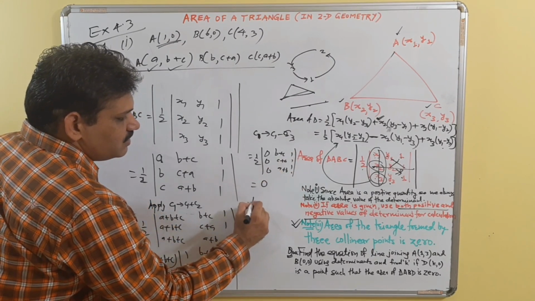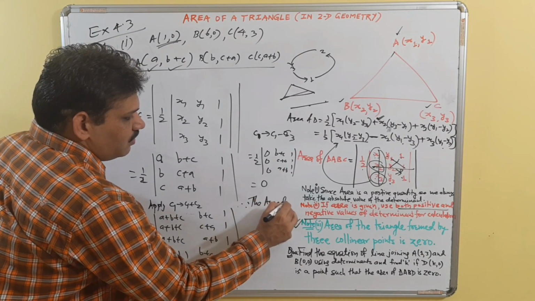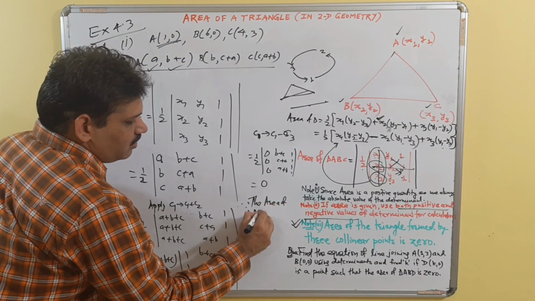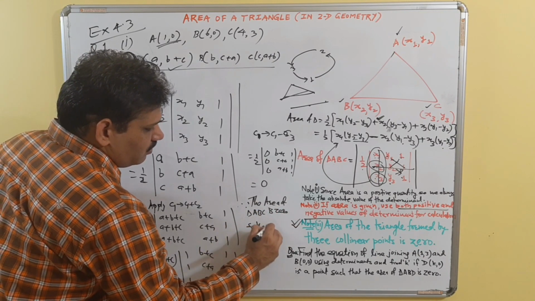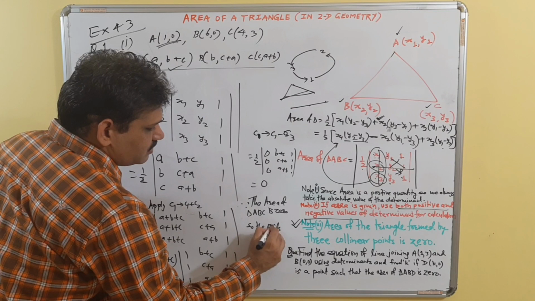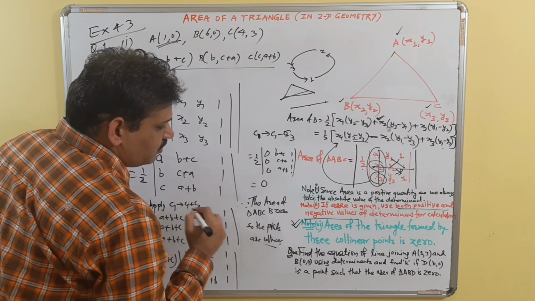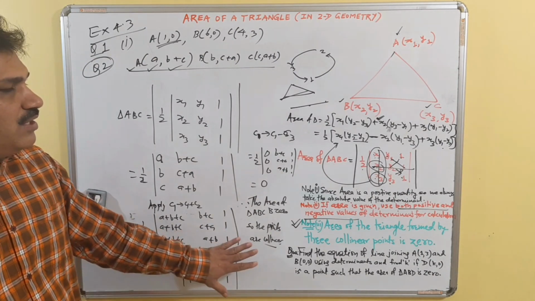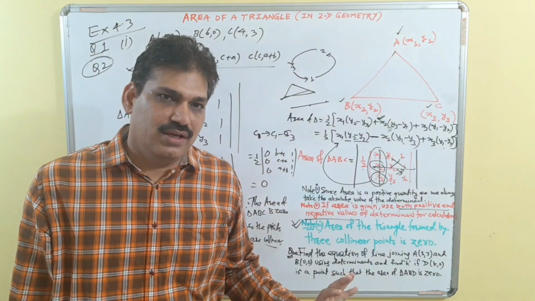Now, since the area of triangle ABC is 0, the points are collinear. See, if the points are collinear, then the area is 0. If the area is 0, then the points are collinear.